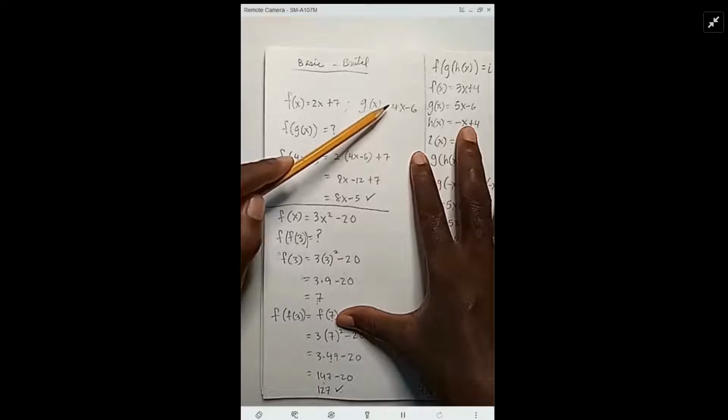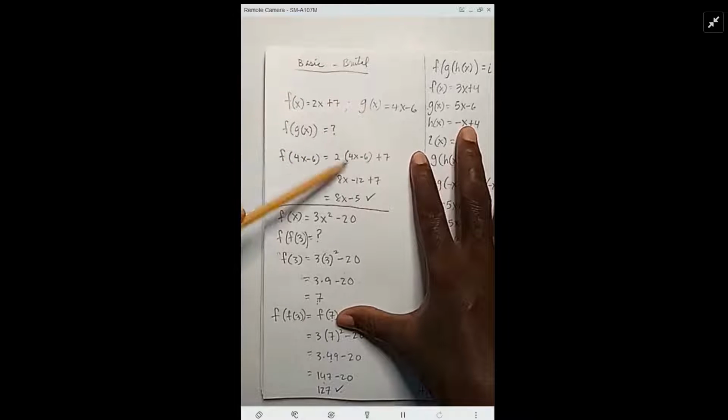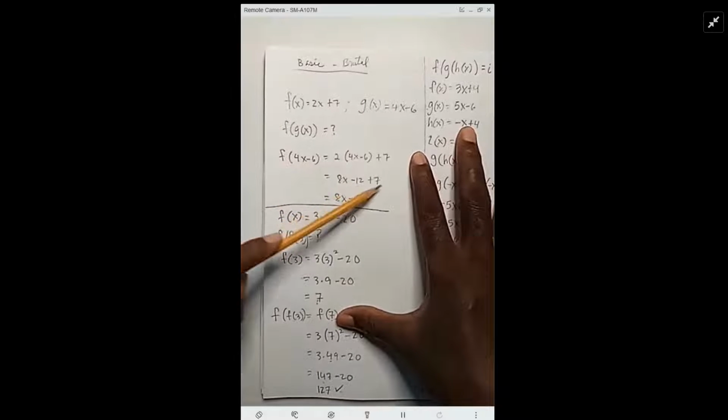So we go 2 times 4x minus 6 instead of 2 times x. That gives me 8x minus 12 plus 7. Minus 12 plus 7 is a minus 5. So f of g of x equals 8x minus 5.